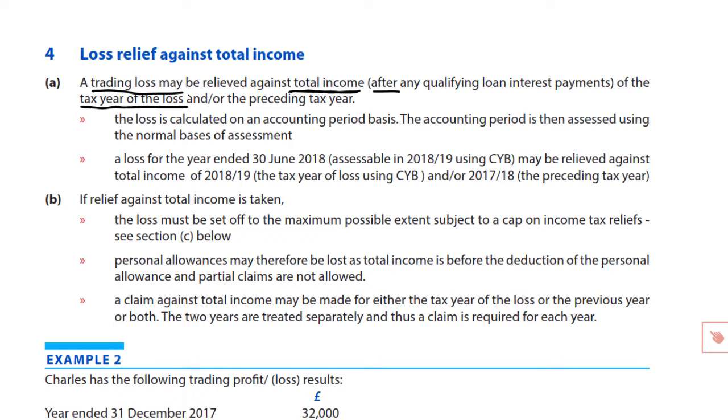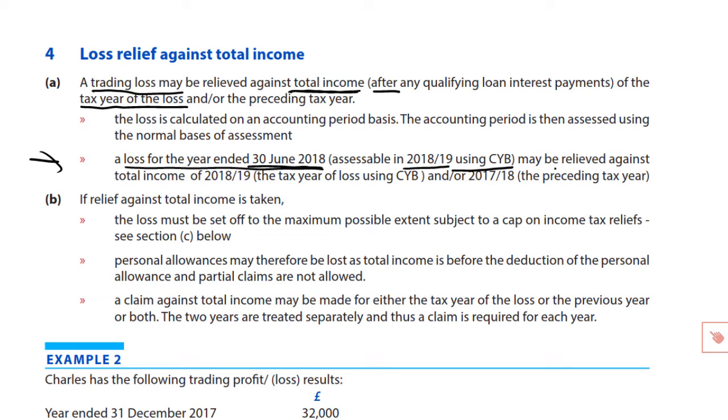We now know how to work out the tax year of loss. We'll see another example in a moment. If we look at a loss, for example, for the year ended 30th of June 18, accounting year ended 30th of June 18, we've got a tax-adjusted trading loss for that accounting period. When would that be assessed? Using CYB. When does that date end? It ends in the 18-19 tax year. That is your year of assessment. That is the current tax year.